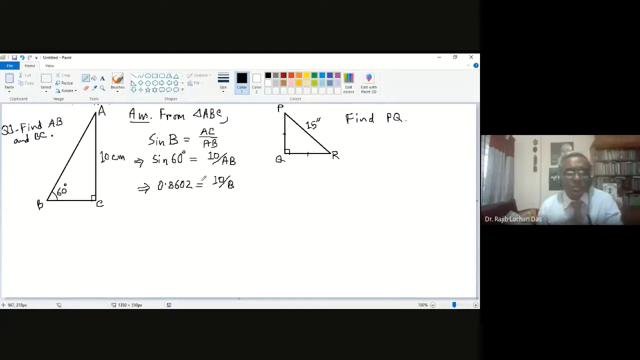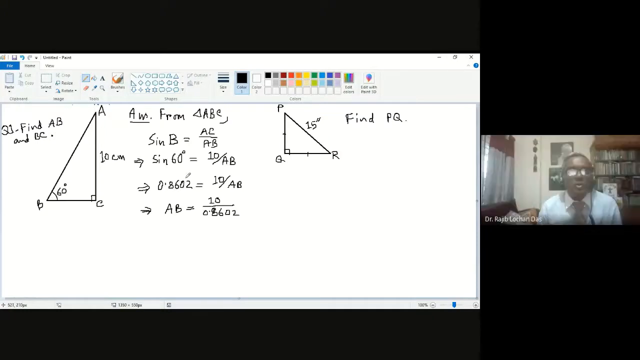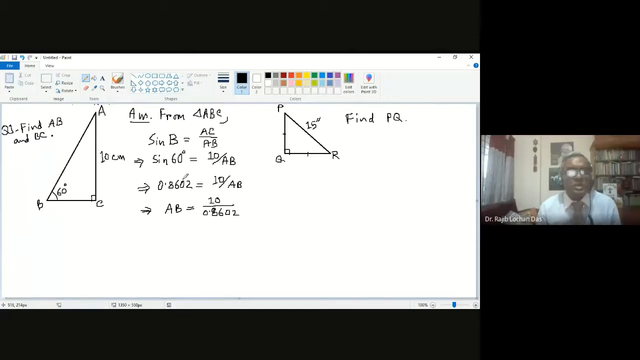So AB will come to the left side. That means 0.8602 into AB, and then it will go to the right side. So it will be 10 divided by 0.8602. Sir, there is a mistake. Okay, yes, sir, not 0.8602, it is 0.866, then 02.